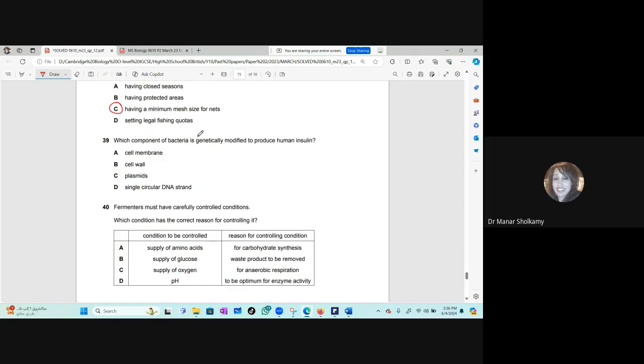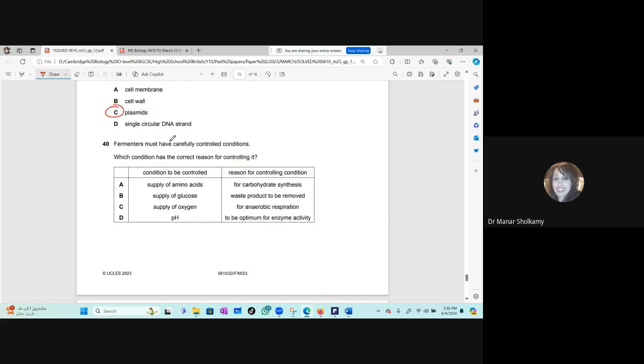Which component of bacteria is genetically modified to produce human insulin? The membrane, the cell wall, the plasmid, or the single circular DNA strand? Of course, the plasmid, because we could take the plasmid, cut it, and add to it another gene. Fermenters must have carefully controlled conditions.